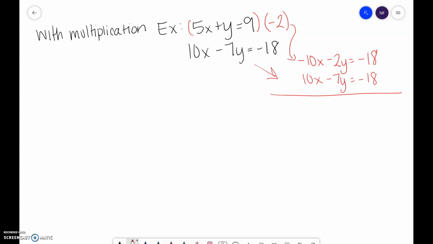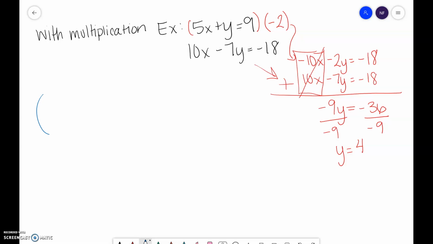And now we have the same number in the front of our x's, opposite signs. So I'm going to add those, eliminate. And then we have negative 2y plus a negative 7y, which would give us negative 9y equals negative 18 plus negative 18 is negative 36. Divide by negative 9, and we get y equals 4.